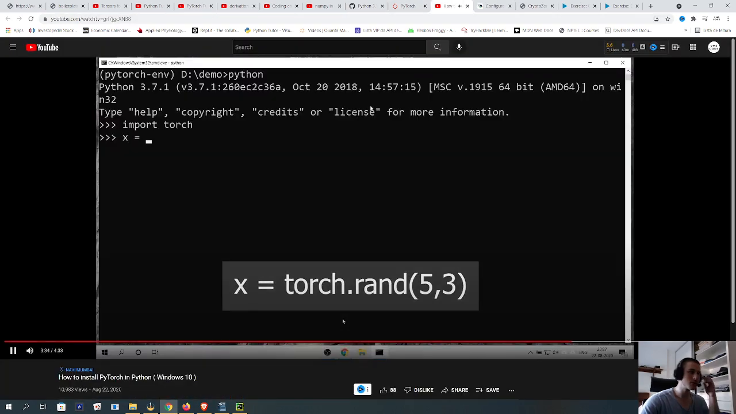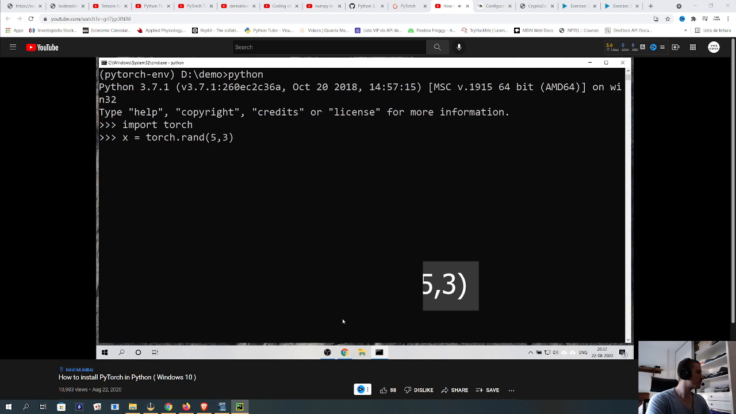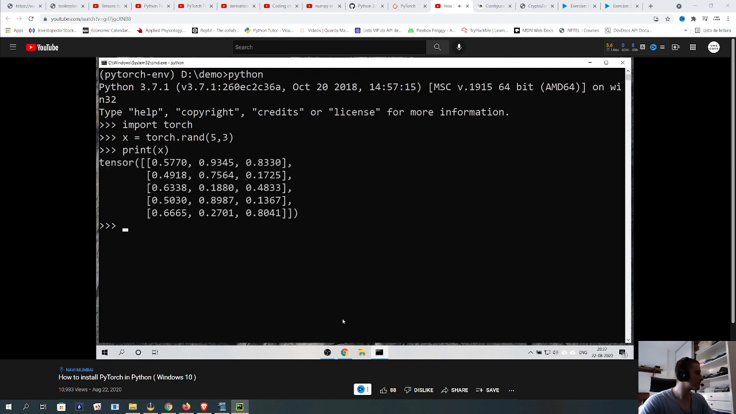I'm just creating a random torch variable, which is a tensor of 5 cross 3. Trying to print that tensor, and here is our tensor.